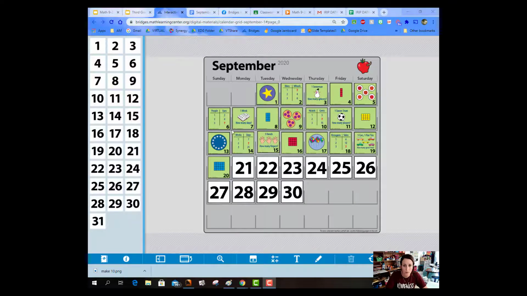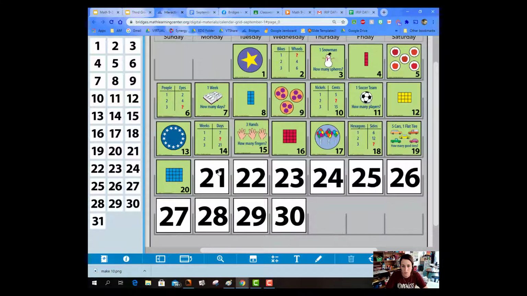We're going to start by looking at our calendar again, and we're going to flip over today and yesterday's card. So we were at the 20th day, which was an array that had 4 rows of 5 each, so 5 times 4 is 20.